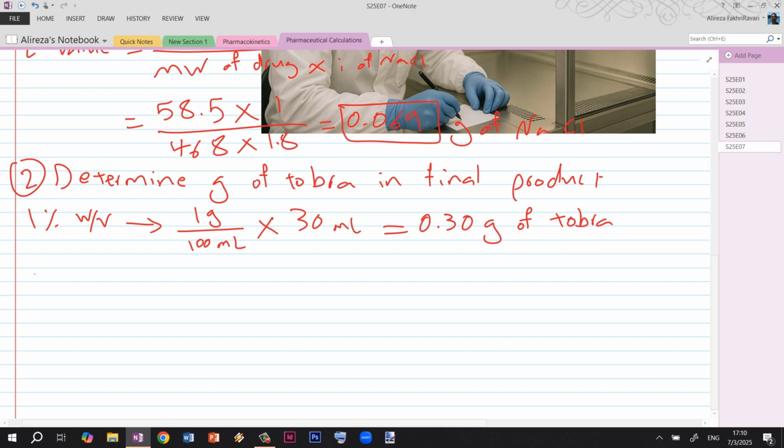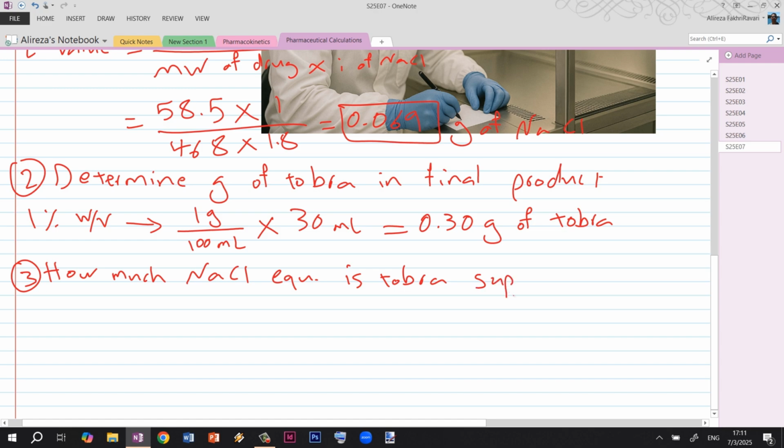Then the next step, step 3, is to find how much sodium chloride equivalent the drug is supplying. So essentially, how much sodium chloride equivalent is Tobra contributing or supplying.